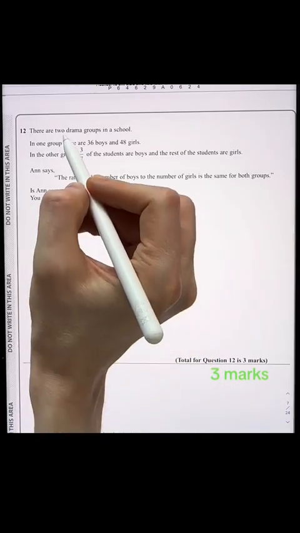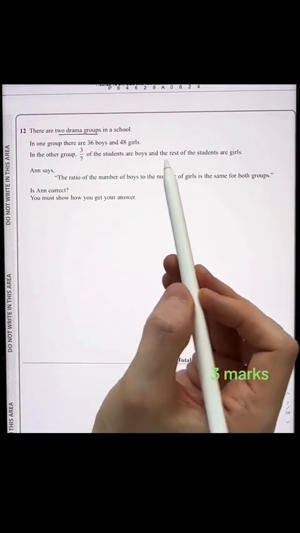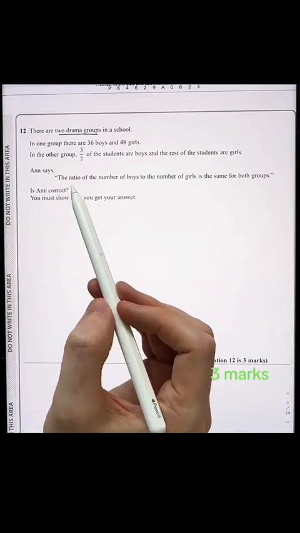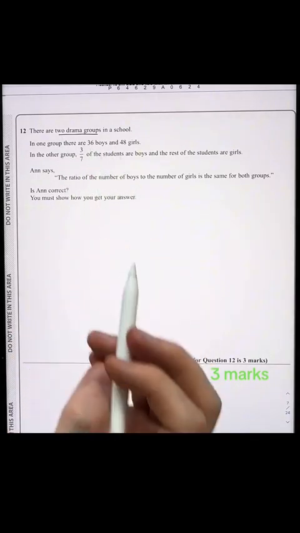Question 12. There are 2 drama groups in a school. In one group, there are 36 boys and 48 girls. In the other group, 3/7 of the students are boys, and the rest of the students are girls. Anne says that the ratio of the number of boys to the number of girls is the same for both groups. Is Anne correct? Well, in one group, there was 36 boys and 48 girls.